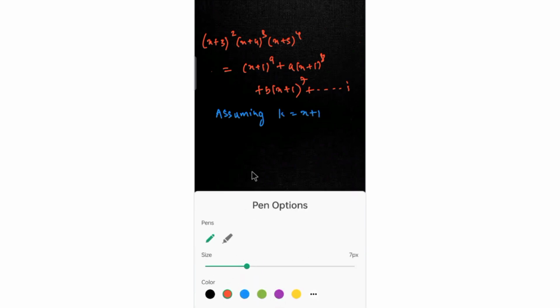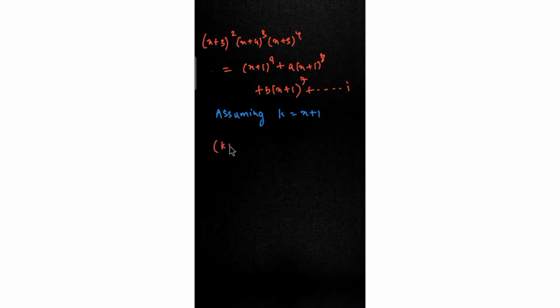Writing it, I get (k plus 2) whole square into (k plus 3) whole cube into (k plus 4) whole power 4 is equal to k power 9 plus a k power 8 plus b k power 7 plus so on till i. So this is the equation, and now you can just see here.